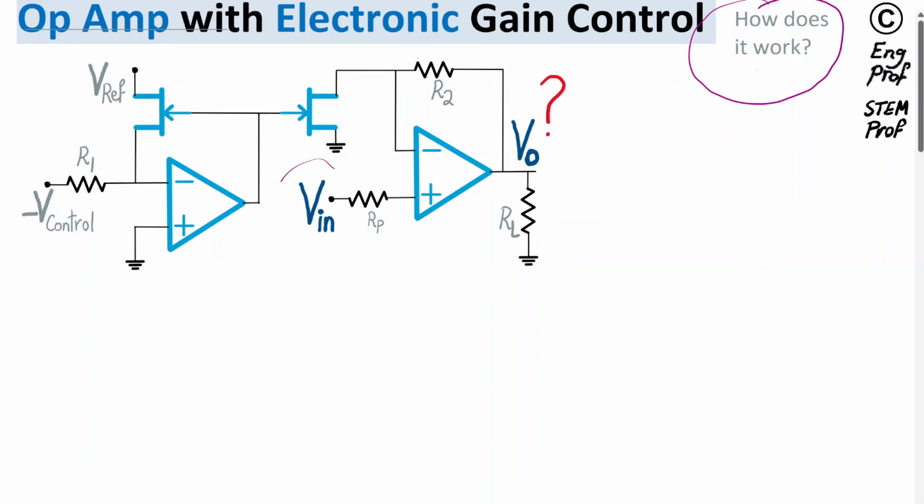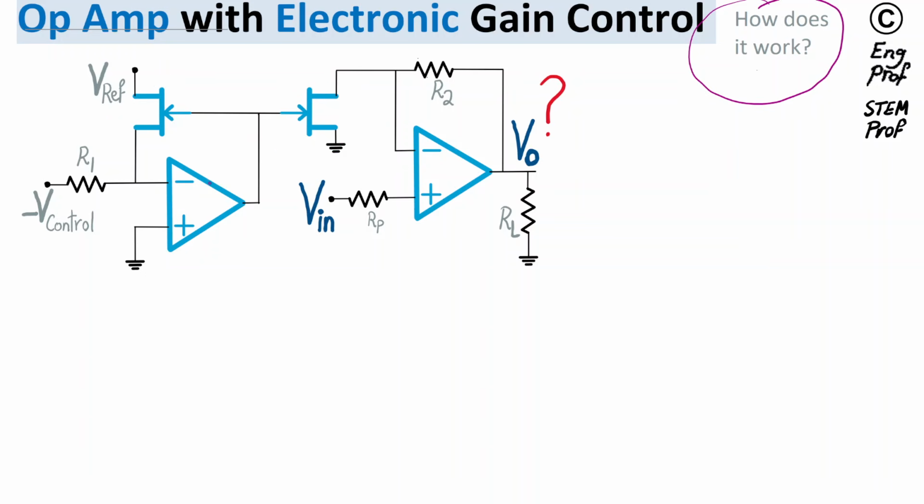the amplifier from Vin applied at this point to Vout. We also want to figure out, as a function of Vcontrol for the gain control and Vref, or reference voltage, what is the gain of this circuit given the two matched junction field effect transistors.